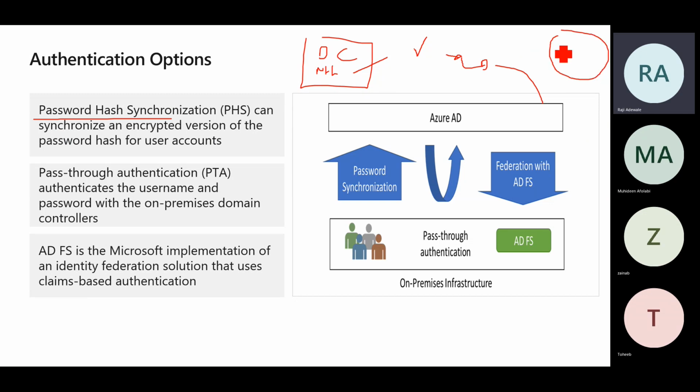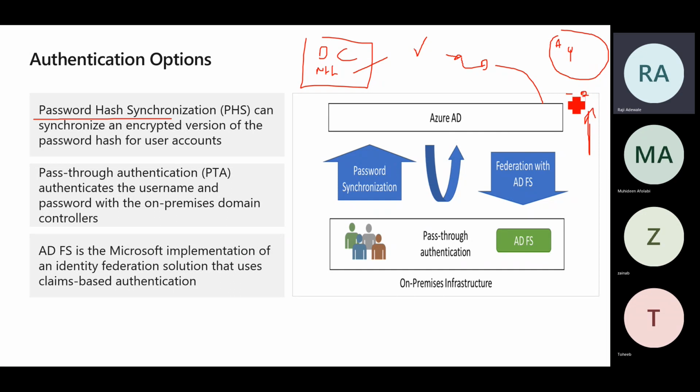So it is synchronized to your Azure AD as an attribute on the user object in the cloud. So when you are authenticating from the cloud and you provide your username and password, what the cloud identity management service is also doing is hashing the password you have provided.